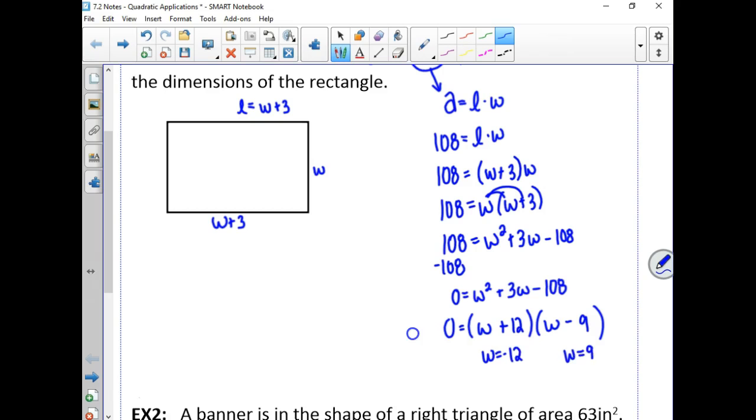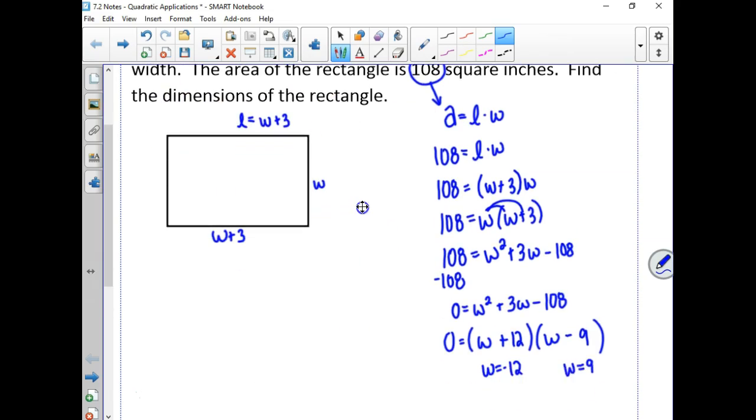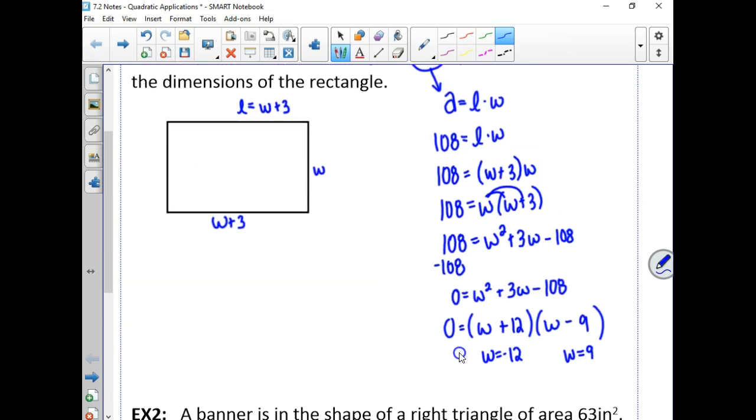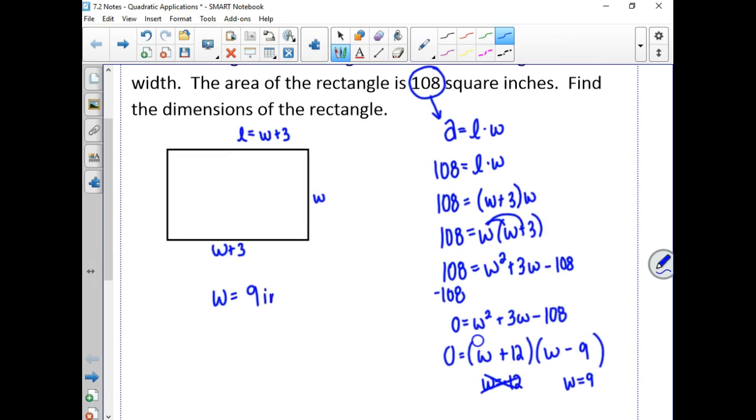But let's think about the context of our question here. The question is asking me to find the dimensions of the rectangle, and it would not make sense to have a negative dimension. You can't have a negative length. So I'm going to throw out this answer right here because it is negative. So my width would be 9. So what we're measuring in here, inches. And then the length is 3 inches longer than the width, so the length here is 12 inches. So this gives me both dimensions of my rectangle.